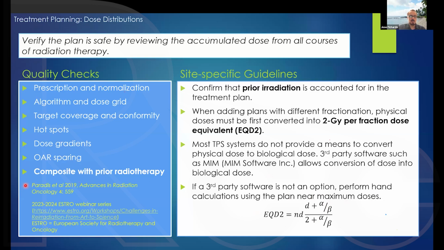And if you don't like reading, if you like watching, then go to the webinar series, because Dr. Paradis actually presents one of the sessions and explains how she does her re-radiation calculations. Okay, so very, very important resources, these two.